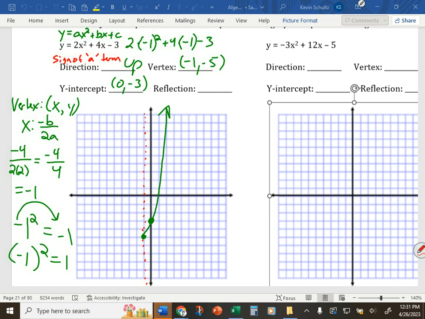look at our y-intercept point. How far is that from the axis of symmetry? 1. So how far are we going to go on the other side? 1. Oh, on the other side of the line. I thought you meant from that. Whoops, wrong color. From the y-axis, 1. And now we have the other half of our parabola, and it is symmetrical.